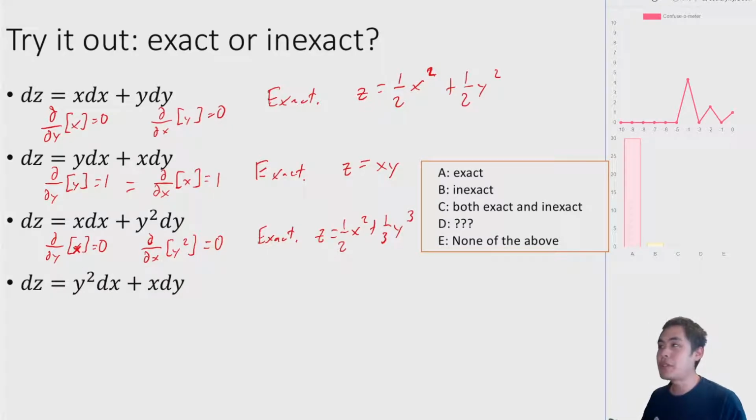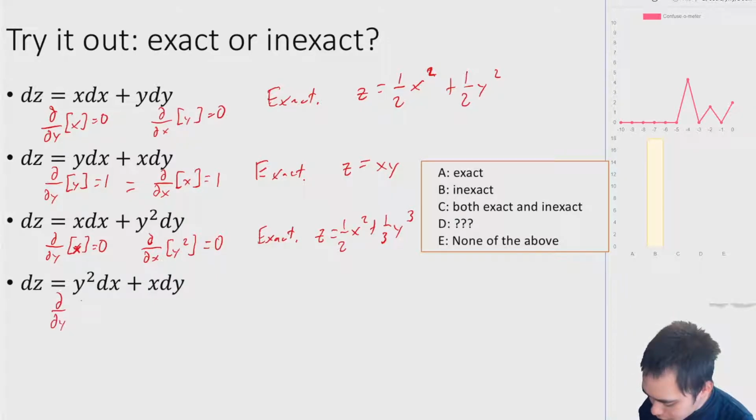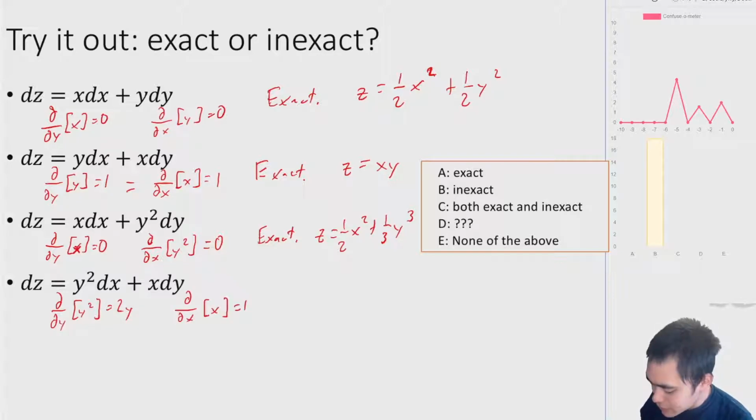Okay, so now let's try swapping the y squared and the x. So is this exact? Let me reset before anyone replies. Okay, so it looks like the responses are trickling in, and people seem to think that it is inexact. Well, let's try it out and see what happens. So del y of y squared, well, that is equal to 2y. And del x of x, that's equal to 1. And these are not equal. So therefore, this is inexact.